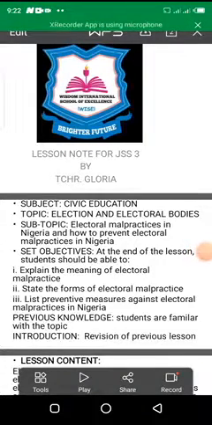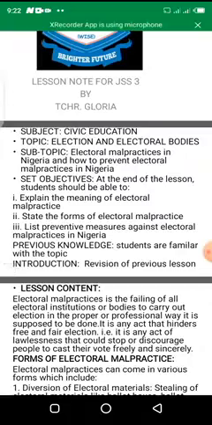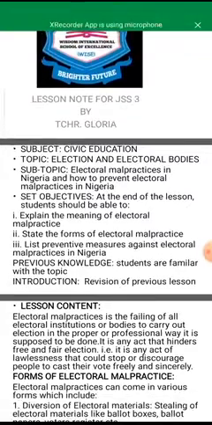Welcome to today's class. On Civic Education this morning for JSS3, we are going to be looking at electoral malpractice in Nigeria and how to prevent electoral malpractice in Nigeria. At the end of the lesson, you all should be able to explain the meaning of electoral malpractice, state the forms of electoral malpractice, and list preventive measures against electoral malpractices in Nigeria.